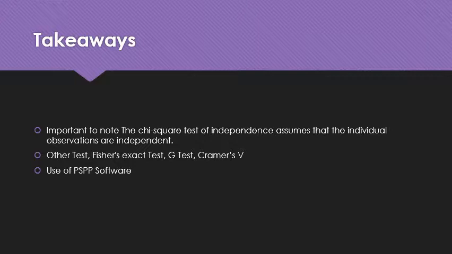Here are some takeaways. It is important to note that the chi-square test of independence assumes that the individual observations are independent. There are other tests that can be performed, including the Cramer's V, which we've already discussed. We also have the Fisher's exact test and the G-test. And last but not least, the PSPP software is a great tool that provides the calculations for us.